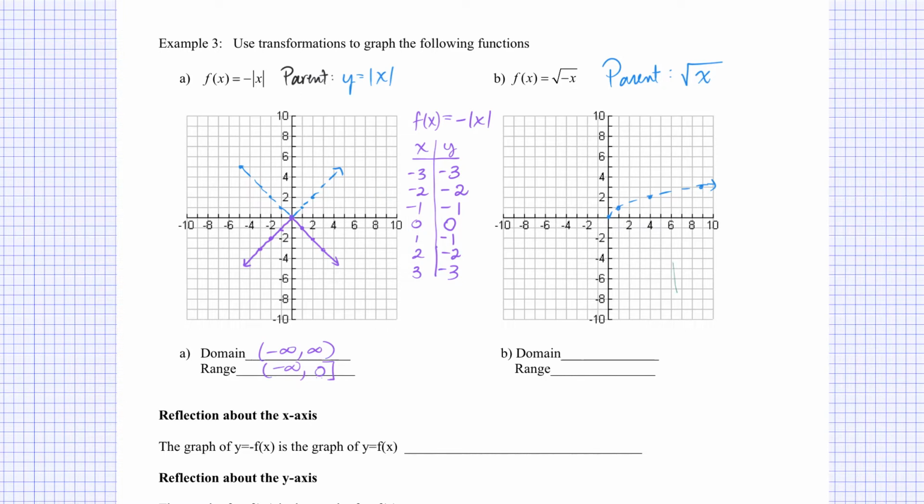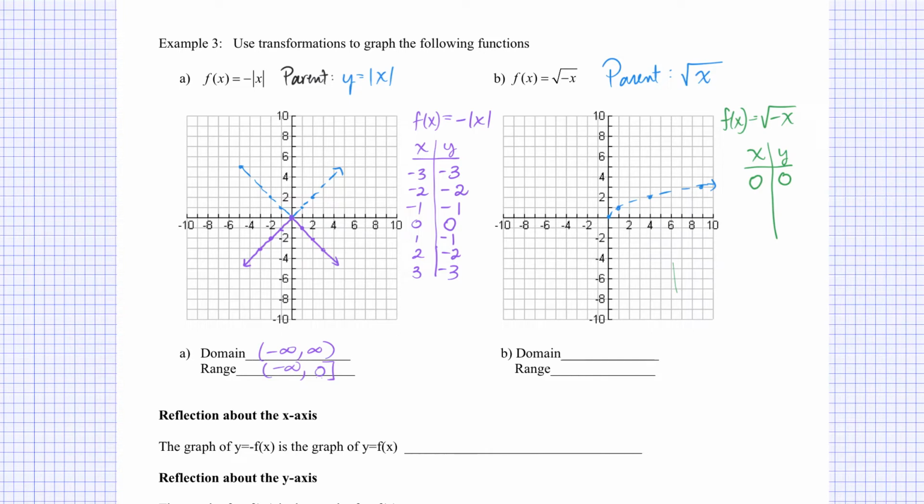F of x equals the square root of the opposite of x. Now, when I'm making my t-chart for this one, I can't use the same numbers that I used when I was plotting my parent function, right? Because I'm going to take the opposite. So I can still take the square root of 0. The opposite of 0 is 0. Square root is 0, right?